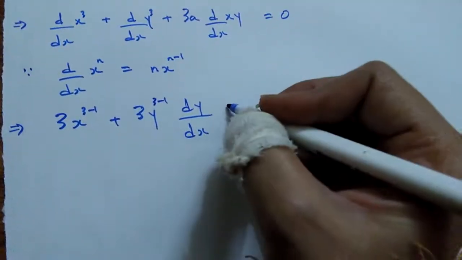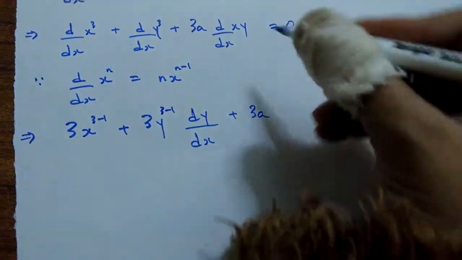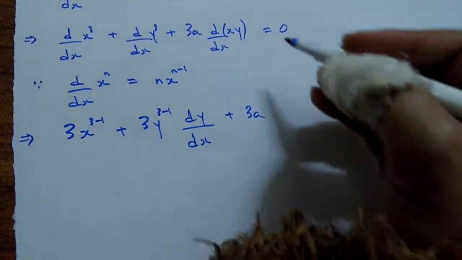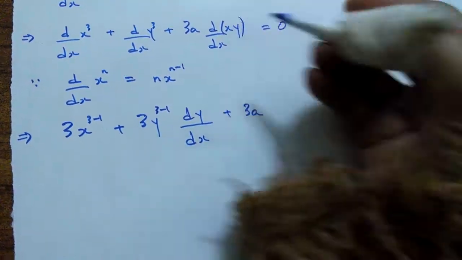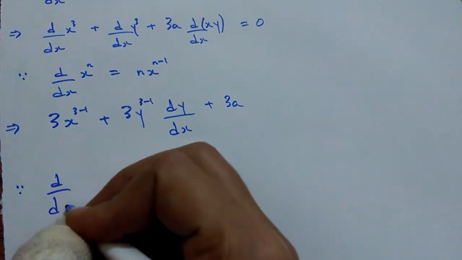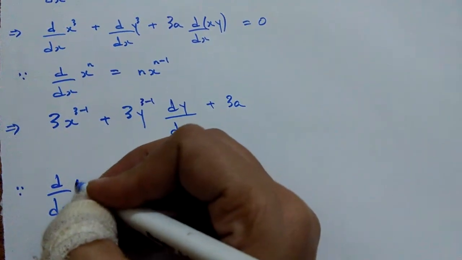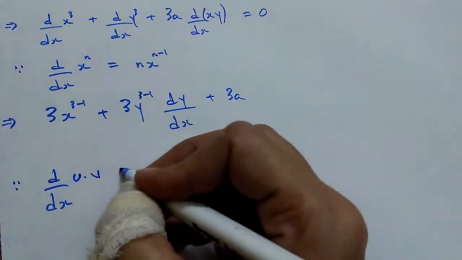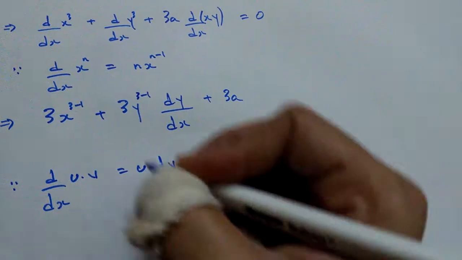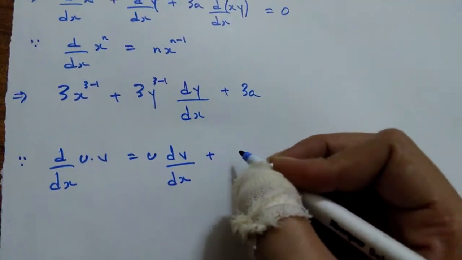All right, and at this side you're going to use the formula for u times v. If you're having two functions in product form, for example u and v, then you just perform this formula. I'm just writing this in reference for your convenience.